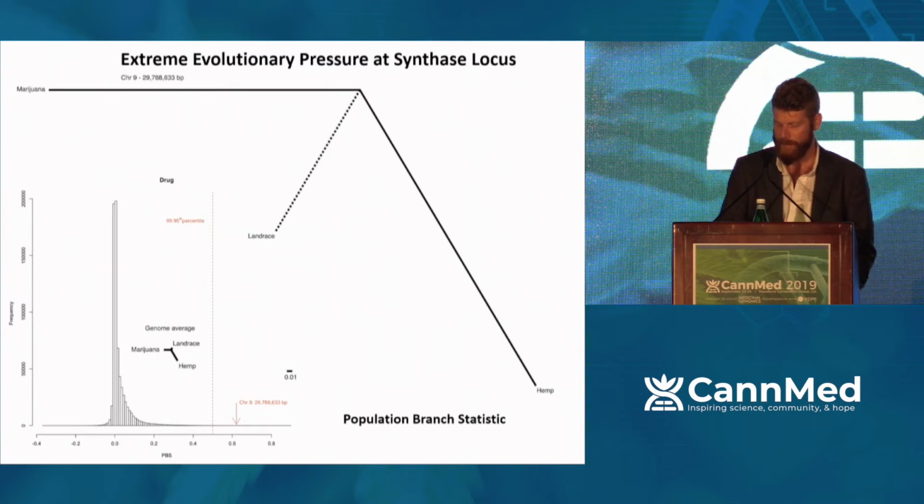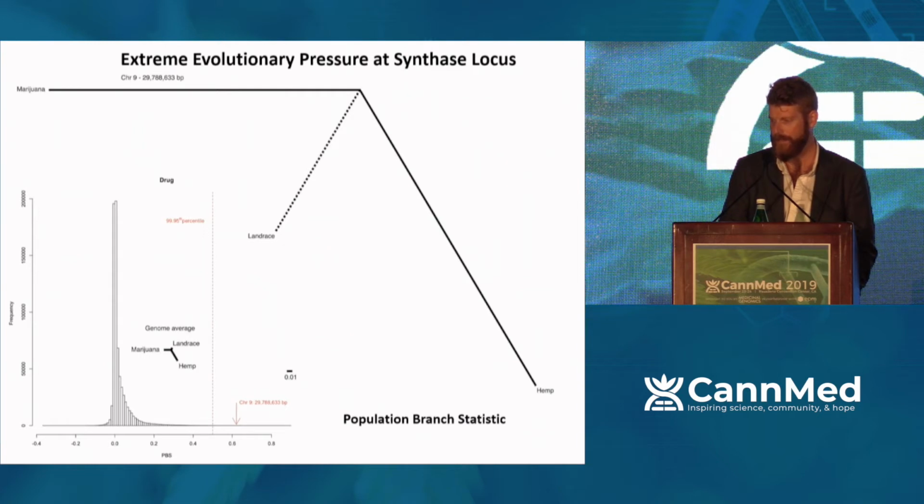Here's another way to look at population differentiation. This is a population branch statistic, which is based on how similar allele frequencies in populations are. The longer the branch, the more differentiated the populations are from each other. Notice the small inset tree near the histogram. This shows the genome-wide average of the population statistic. We know from the previous slide that marijuana and hemp are highly differentiated, and that is reflected in the branch lengths. The large tree, however, is drawn in the same scale as the small tree, which shows the population branch statistic at the synthase locus.